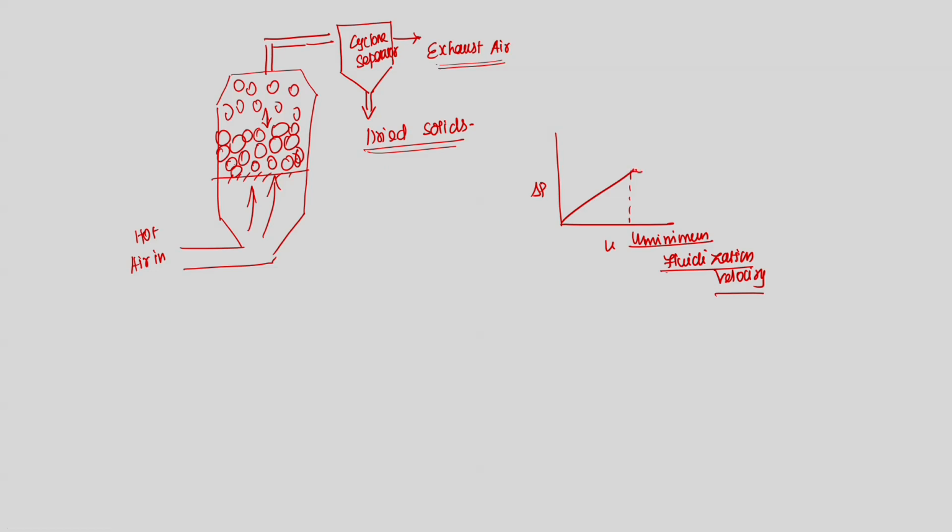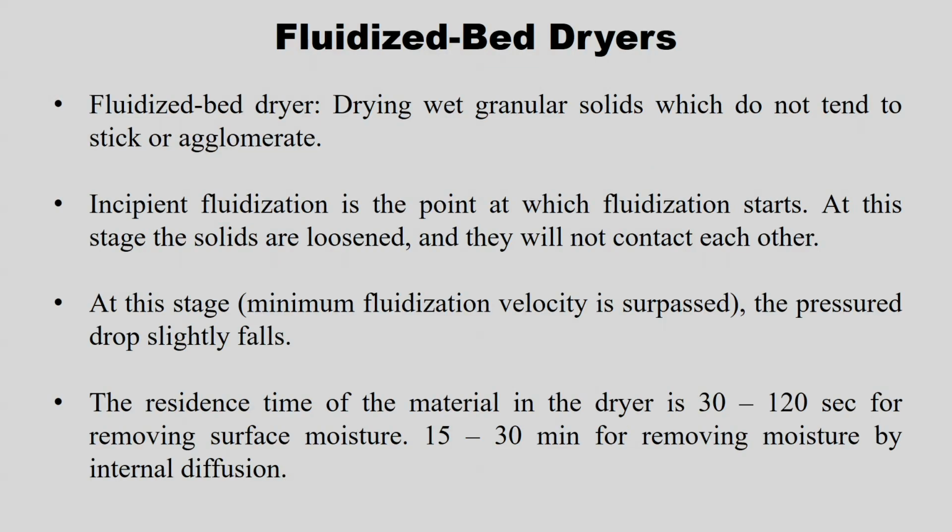So, here you will find some dip in the pressure drop due to fluidization of the food material. Then it forms the linear line, right. And one more thing you need to take care of is that this has to be used for drying wet granular solids which do not tend to stick or agglomerate. That kind of food solids only you can use in this fluidized bed dryer.